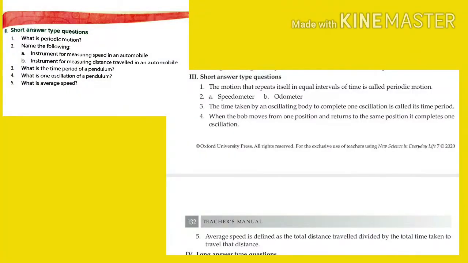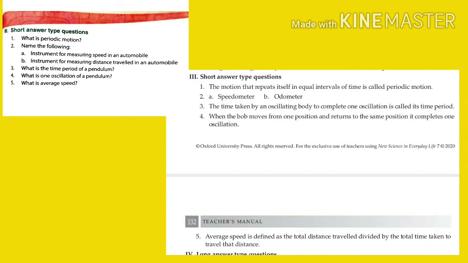First short question. What is periodic motion? The motion that repeats itself in equal interval of time is called periodic motion. Second question. Name the following. Instrument for measuring speed of an automobile. You know what it is? Speedometer. Instrument used for measuring the distance traveled. That is odometer.